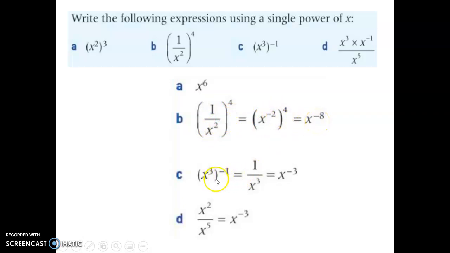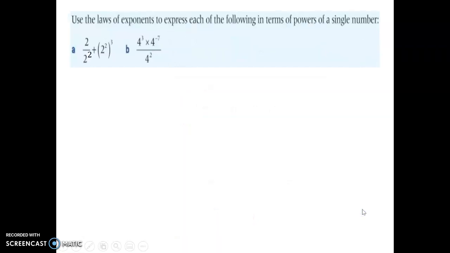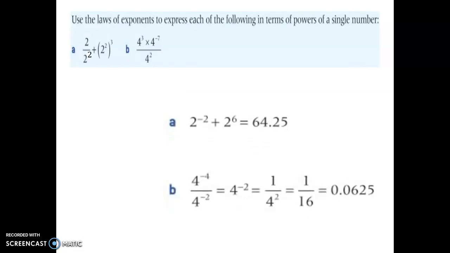C, you know, when you have parentheses, you just multiply the exponents. So that times that would be negative 3, and therefore you can write it down here like that. So here's the answer, negative 3. And finally, when you have division, you just subtract the exponents. In this case, the mistake students often make is 5 minus 2, but you always do the top exponent minus the bottom. So 2 minus 5 is negative 3. Okay, now give these two a try. And check your work here carefully. Make sure you're able to get to those answers.